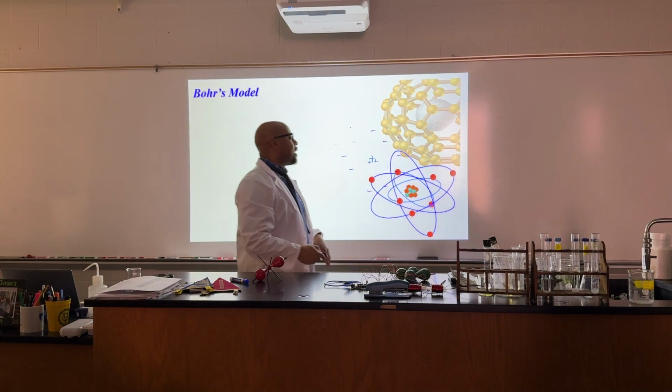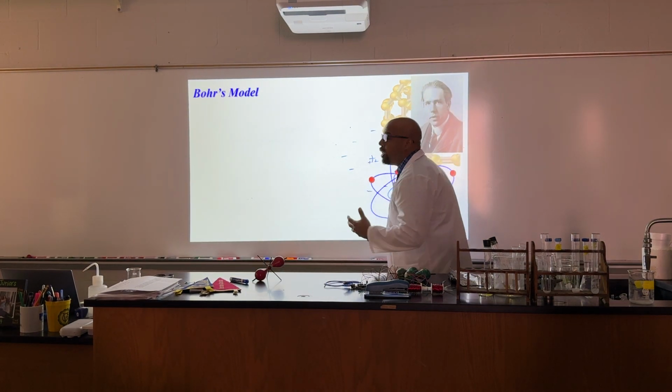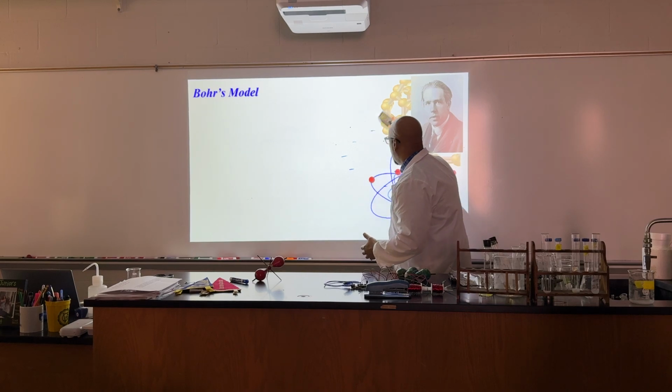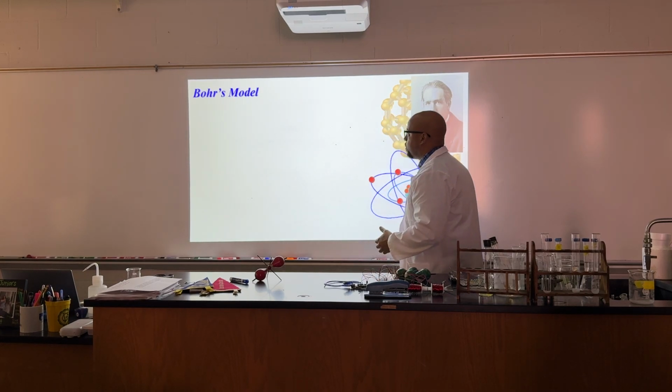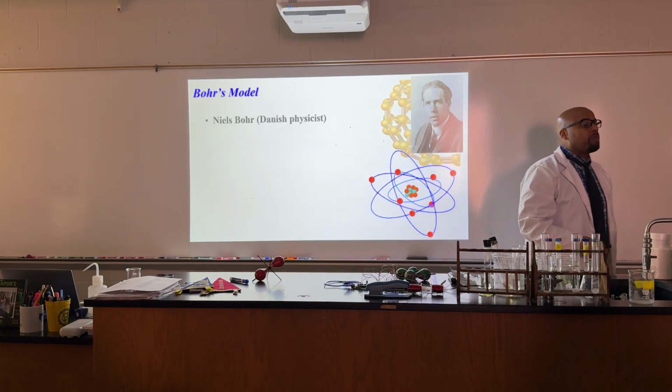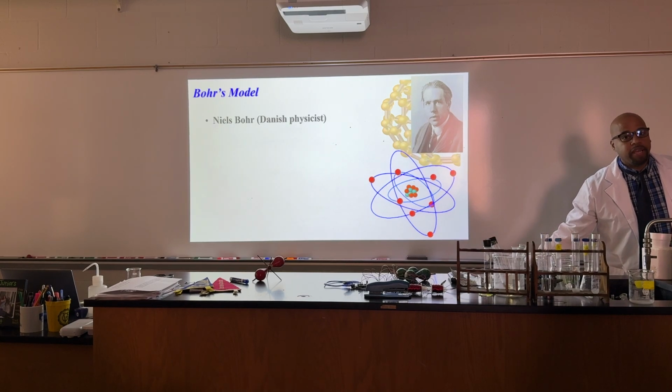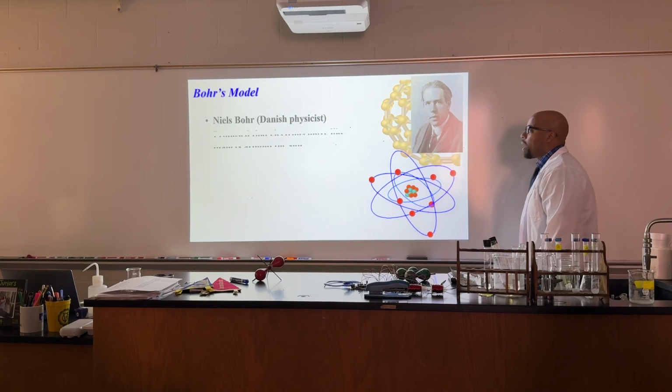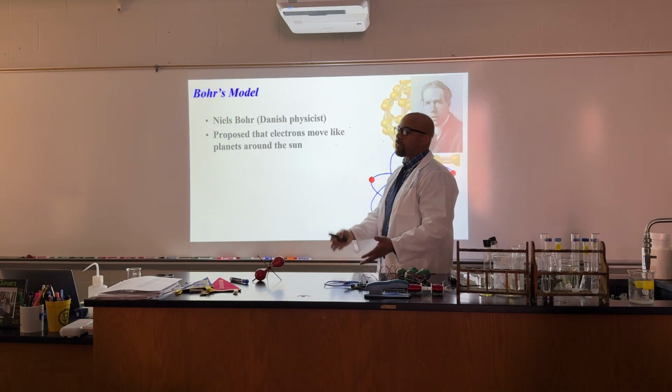And that's when we're going to go into Niels Bohr's model. This is the model that most of you kind of learned in your middle school. And what Niels Bohr did is he simply based his model on observations. He looked at the way in which planets orbit the sun.